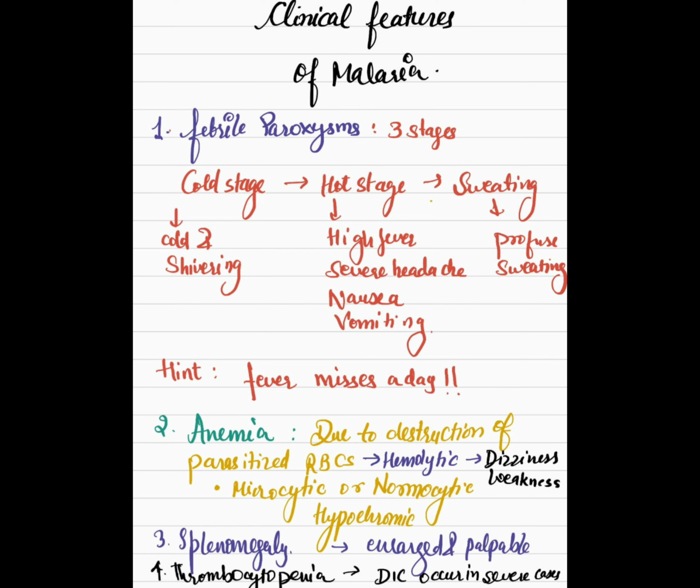And second is anemia, because there is destruction of RBCs, so there will be hemolytic anemia after a few febrile paroxysms. Then destruction of RBCs will lead to splenomegaly as well, so the spleen will be enlarged and palpable, and also there will be thrombocytopenia, and DIC can occur in severe cases.